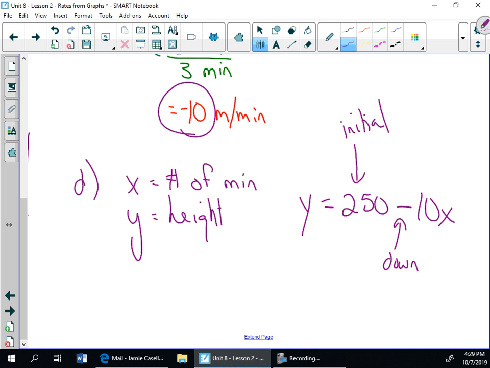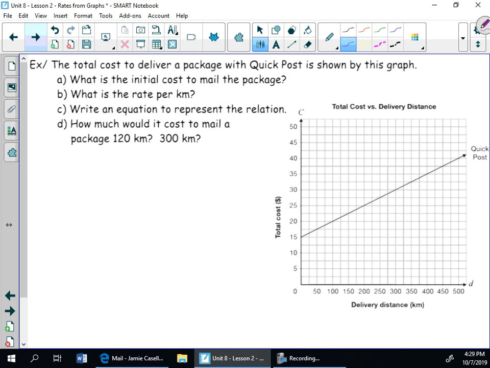Okay? You're going to try one more example. I'm going to get you guys to pause it. Try this one yourself. See if you can figure it all out. It's the same question, just a different graph. Okay, what is the initial cost to mail the package? What does it start at? What's our first nice point? Right there, $15.